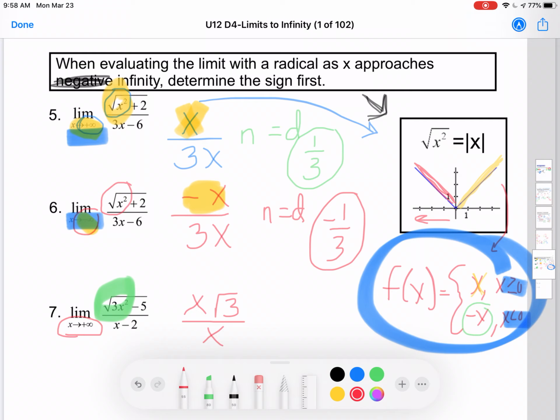N equals d. So it's equal to the ratio. So the ratio is going to be what? Remember, it's the ratio of what's in front of the x's. So technically, that's just rad 3, because the x's are gone. Okay. All right, so that's good, guys, for this.